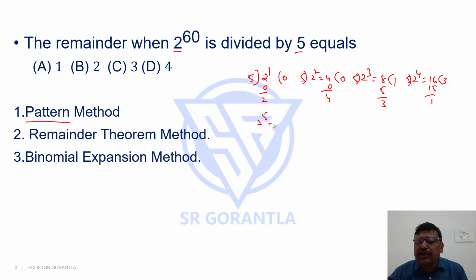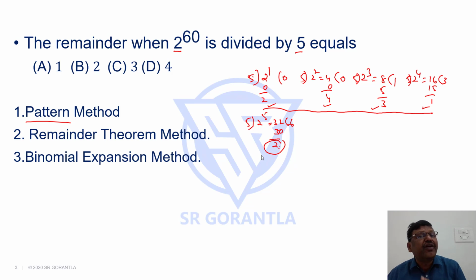2 power 5 is 32, 5 6s are 30, remainder is 2. If you see the remainders 2, 4, 3, 1, again it repeated 2. So after how many values is it repeating? After 4 different values. In other words, this combination of 2 power something divided by 5 will have 4 different remainders. Every 4 places it will be repeating remainders.